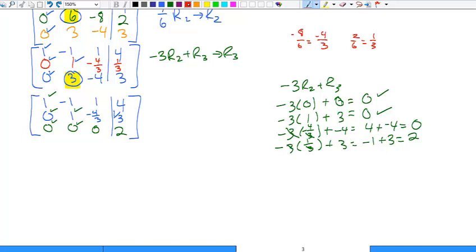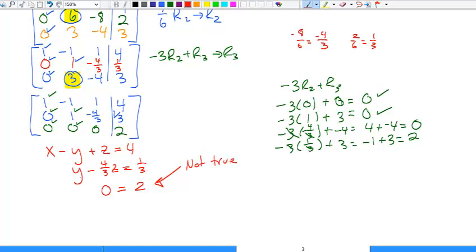I can't do it. So what I'm going to do is just try to do my back substitution from here. I have x minus y plus z equals 4, y minus 4/3 z equals 1/3, and then 0 equals 2. Wait a minute, 0 never equals 2, so this is not true, which tells me this is an inconsistent system, and my solution is no solution.